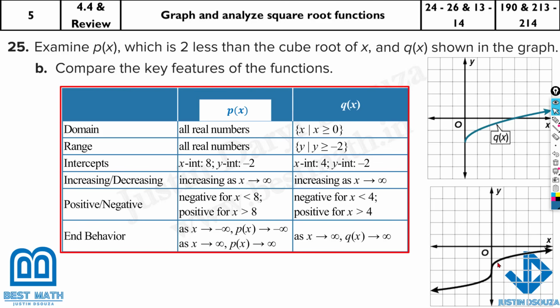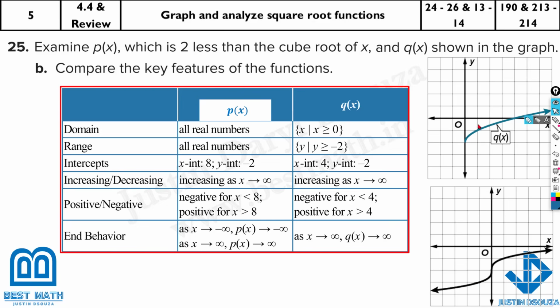Now this is increasing, the cubic is increasing, and even this one is increasing towards infinity. Now, where is it negative and where is it positive? You can see until it touches the x-axis, that is the x-intercept at 8, it is all below the x-axis. So it's negative for x less than 8, because at 8 it touches the x-axis. Then it goes up, so it's positive for x greater than 8. That is for the cubic.